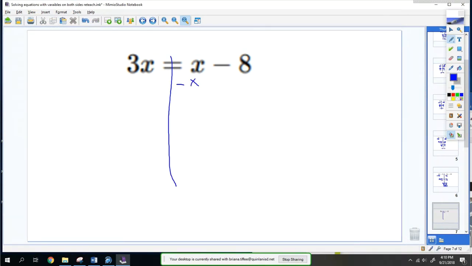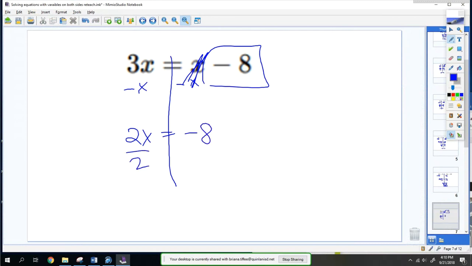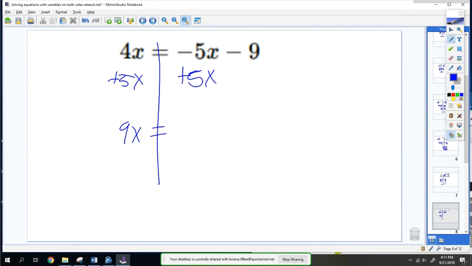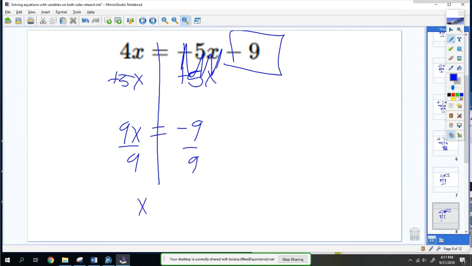I'm going to subtract x from both sides, which is like taking away 1x. So 3x minus x will be 2x. And since these go away, this becomes a negative 8. You divide 2 to both sides. You get x equals negative 4. Draw your line. Since that's a negative 5x, I'm going to add 5x to both sides. You get 9x is equal to negative 9, because since these go away, the subtraction becomes a negative. You divide 9 to both sides. You get x equals negative 1.